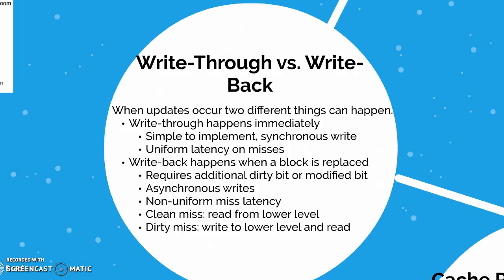When updates occur, two different things can happen: write-through or write-back. Write-through happens immediately. It is simple to implement and has synchronous write. It also has uniform latency on misses. Write-back happens when a block is replaced. This requires an additional dirty bit, or as we call it, a modified bit, and it writes asynchronously. It has a non-uniform miss latency, and if it is a clean miss, it will read from the lower level, or if it is a dirty miss, it will write to the lower level and then read it.